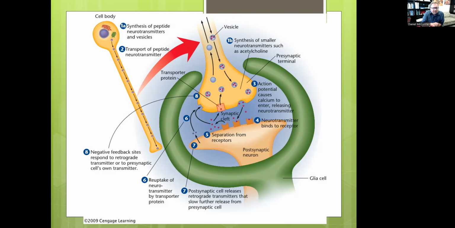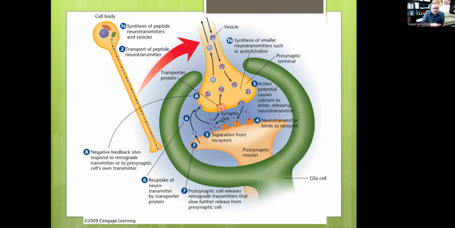So we see that broken out as 1A and 1B, because in some cases it is synthesized in the cell body, which is what 1A is showing us, and 1B shows us the synthesis of other neurotransmitters in the axon terminal. In many cases, it has to do with the size of the molecules, right? So a small neurotransmitter means a small molecule of neurotransmitter, such as acetylcholine, right? Whereas other neurotransmitters might be manufactured in the cell body, and then transport occurs.